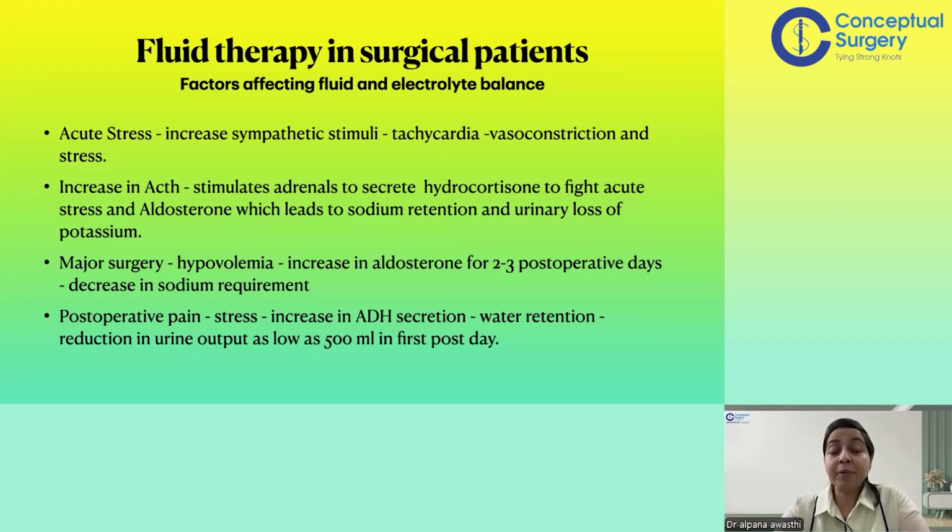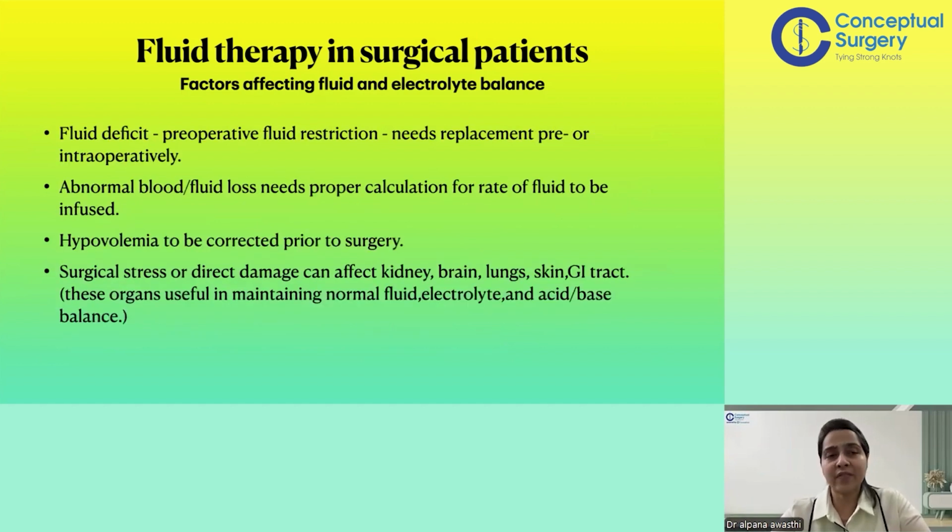Post-operative pain can cause stress. It can cause an increase in ADH secretion. The pituitary gland gets a signal that we have to secrete ADH. So there is water retention and reduction in the urine output. Urine output can be as low as 500 ml per day post-op. Without any complication in a surgery, it can normally also be like that. So we have to know these factors.